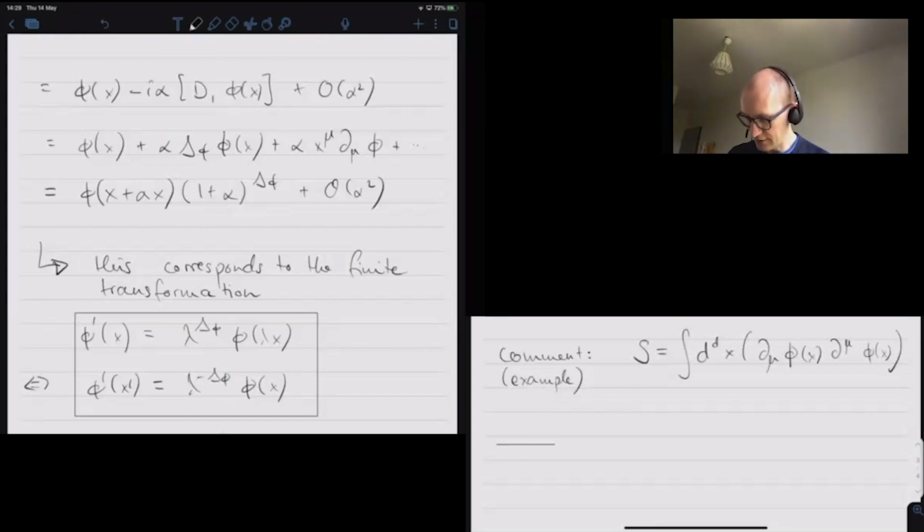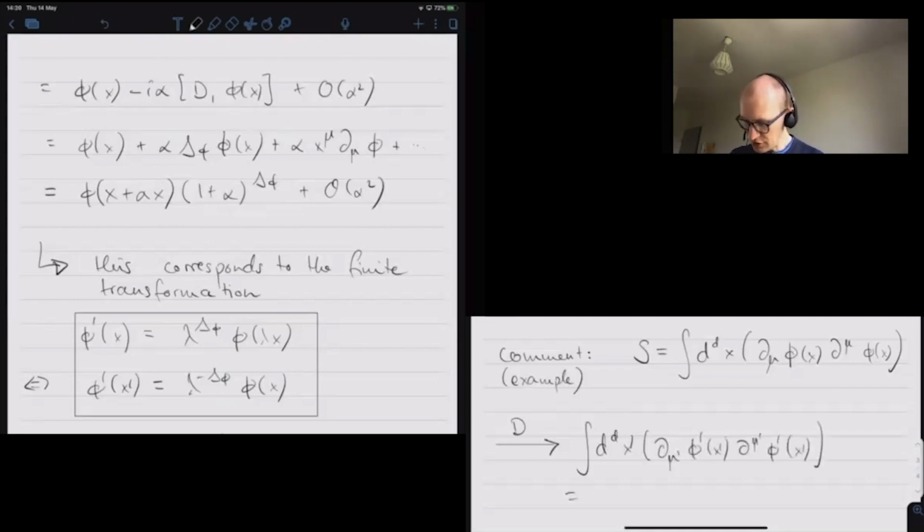Well, under this dilatation operation, this goes to, well, we ought to change, of course, the integration variable to x primed. So that'll come with the Jacobian factor. And then all the derivatives change. So allow me to write mu prime. This means ∂ by ∂x primed mu, okay? And then phi primed of x primed, and then ∂_μ' phi primed of x primed, okay?